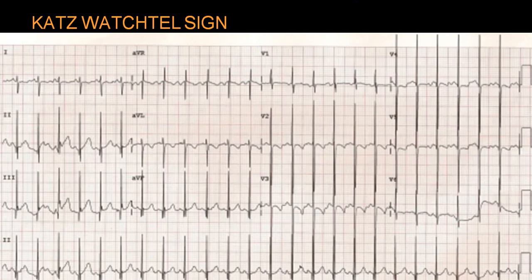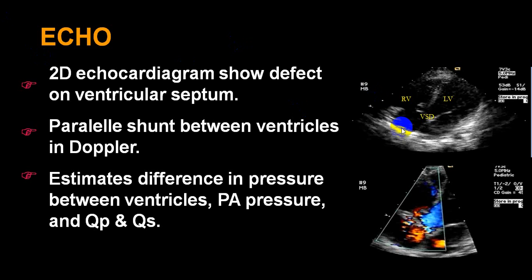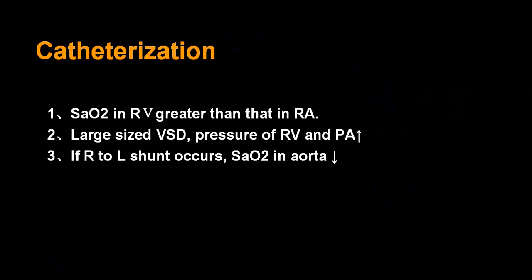So you will have more of LVH with RVH, so we call it BVH. You will have a typical finding. Echo will give you a very good idea regarding the site, size, number of VSD. Catheterization will give you an idea regarding pressure studies. You will have to differentiate from ASD, PDA and other defects.